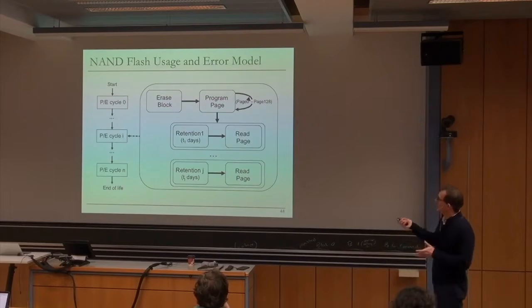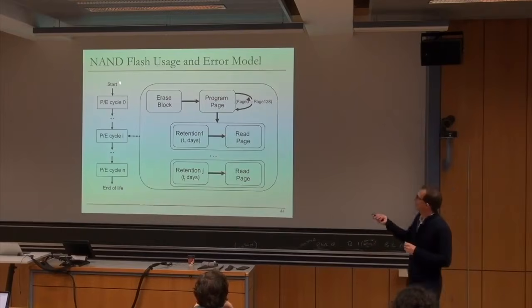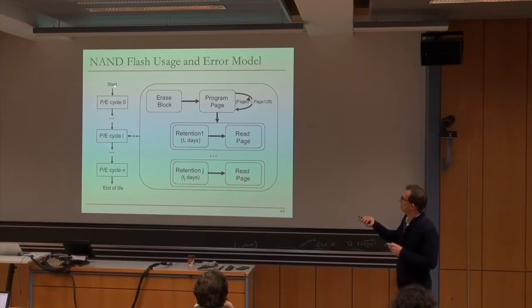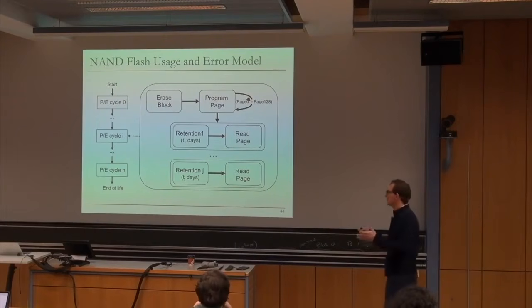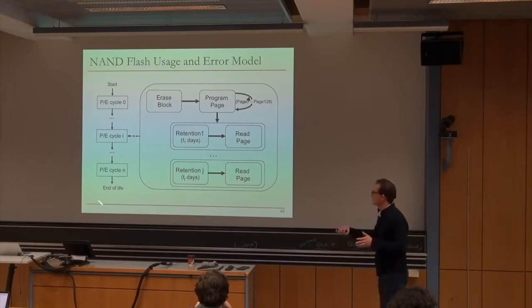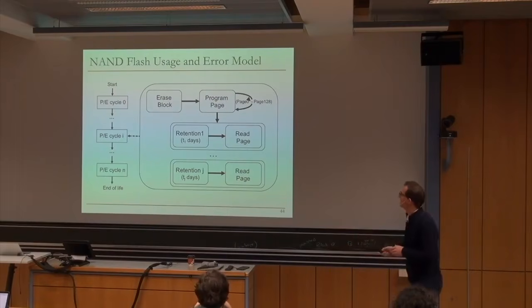So this is what we're going to do. Basically, this is what happens to a page over here. You start, you program and erase, one cycle, you program erase again, program erase again, program erase again, and after some point you cannot program or erase or read. And that's when the page dies.